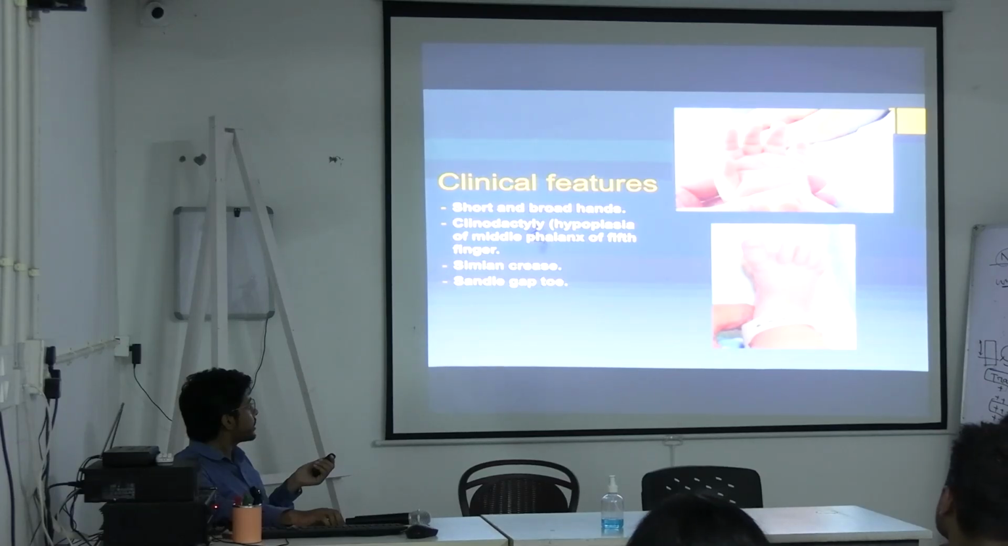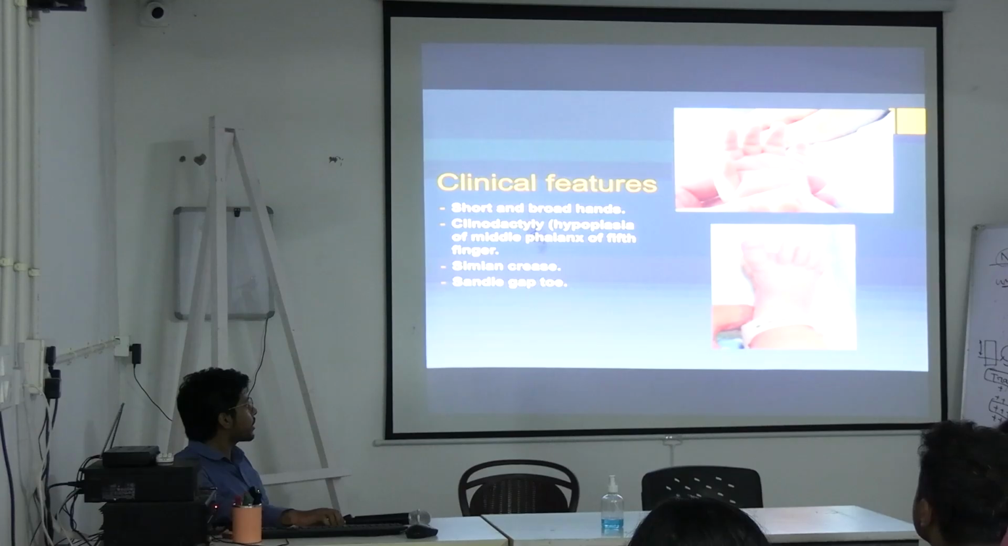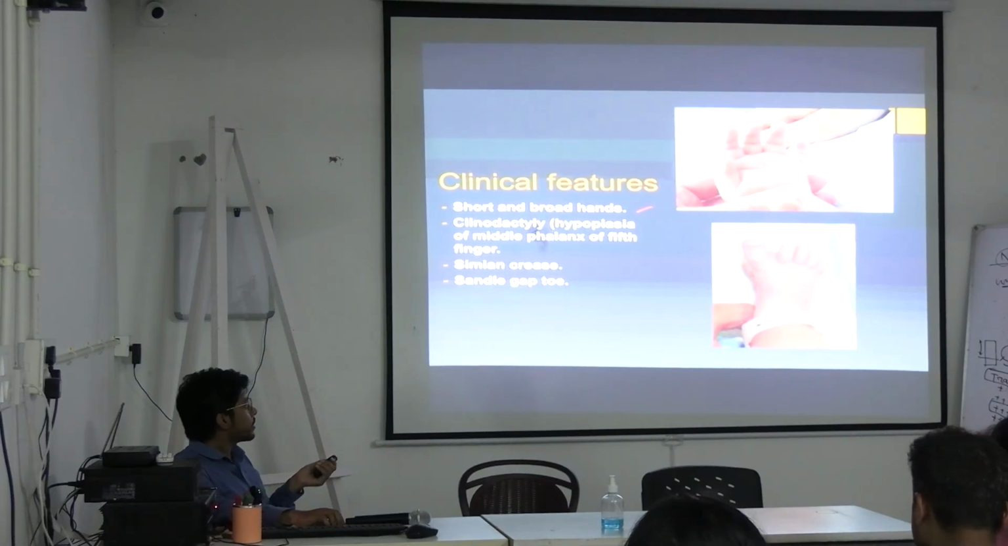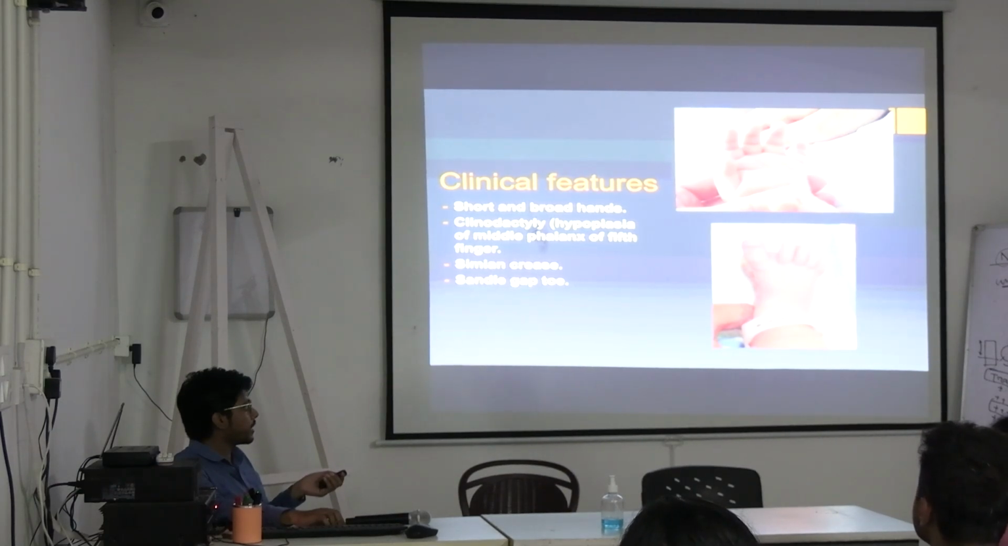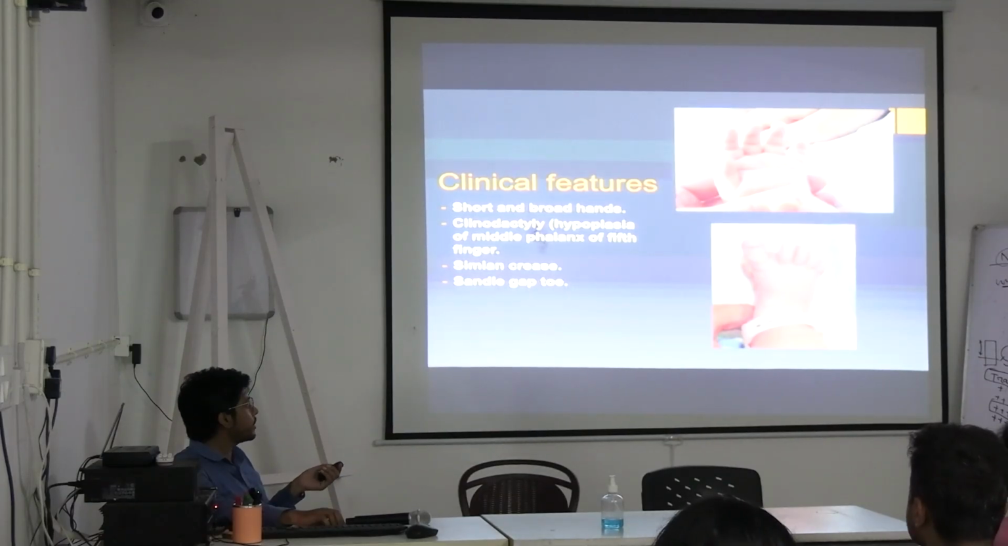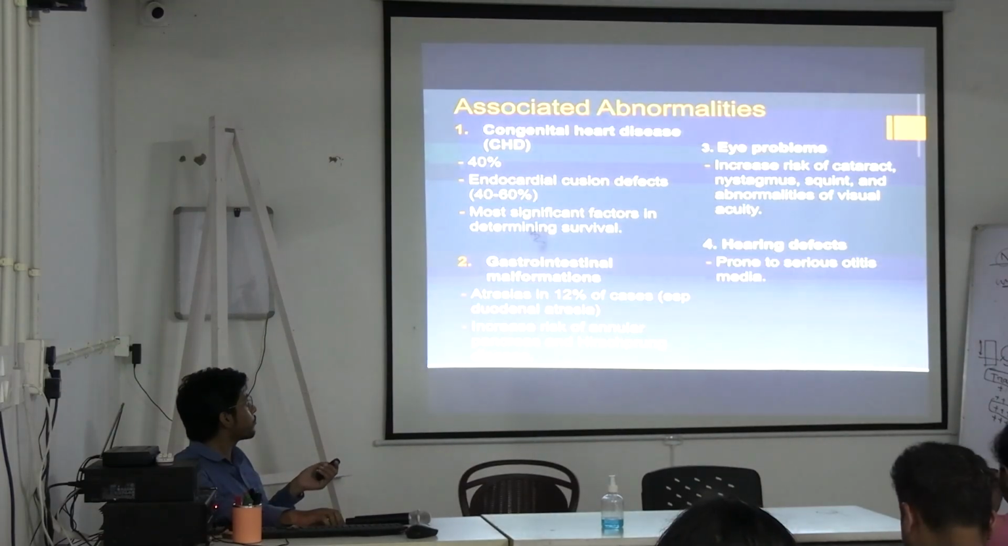Other clinical features: short and broad hands. Then clinodactyly, that means hypoplasia of the middle phalanx of the 5th finger. Simian crease, that is single palmar crease. And sandal gap, the gap between the great toe and second toe. This is sandal gap. So all these features are present in a patient of Down syndrome.